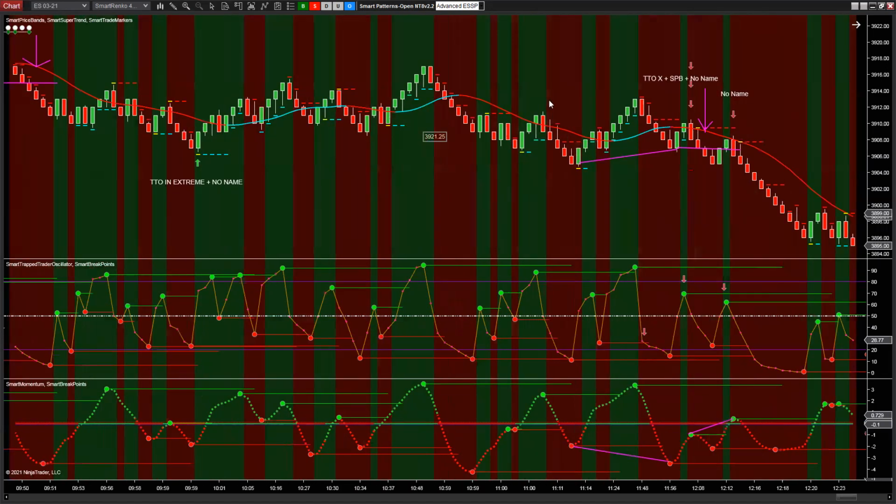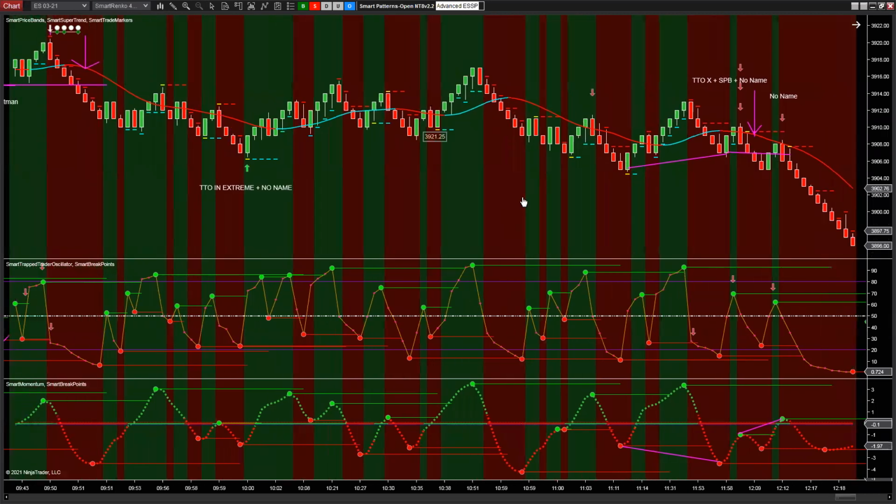See, here's a combo signal right here. Bread and butter. Trap Trader Oscillator's over, I want to sell it. Smart price band is red, I want to sell it. I have a double sell there, boom. And it only went 4 points. And these are really good for 5, but, you know, it headed in our favor. So, yeah.